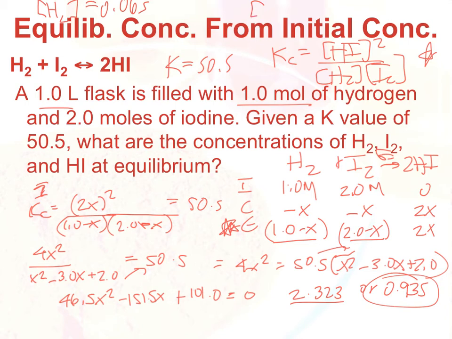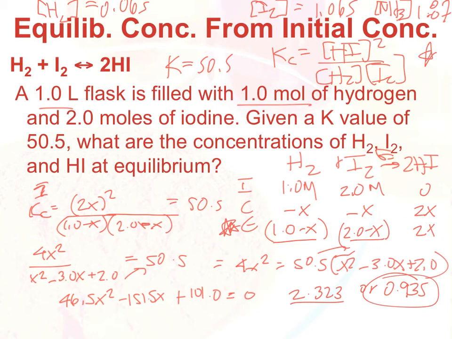Okay, my concentration at equilibrium of my I2 is going to be 2 minus 0.935, which is going to give me 1.065, right? And then the concentration of my NH3 is just going to be 2 times 0.935, which is going to give me 1.87. Okay, so I've taken the value here that we solved from the quadratic equation, the only one that makes sense, and plugged it back into these concentration values.